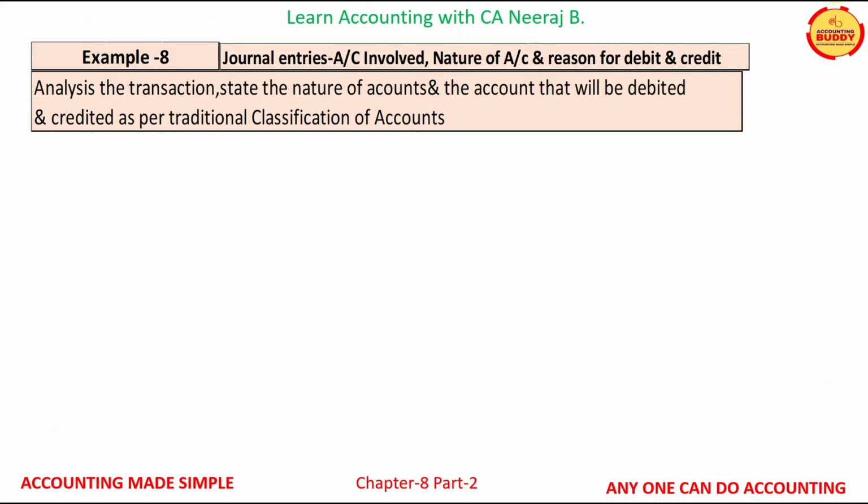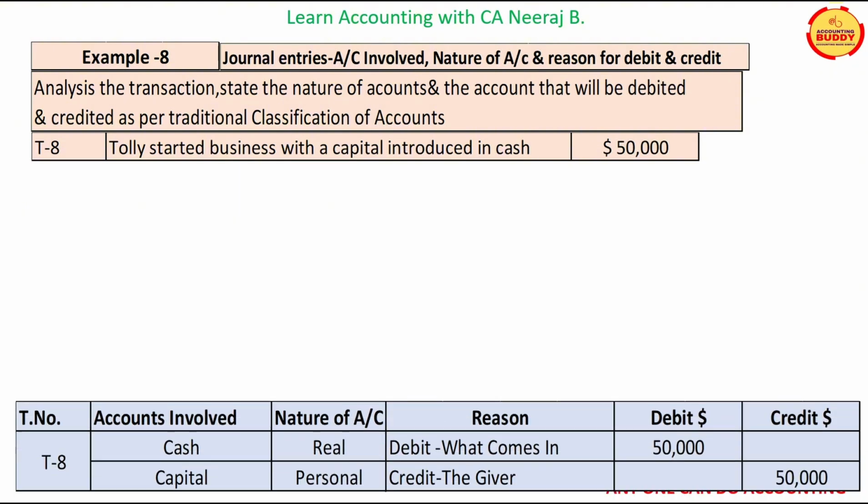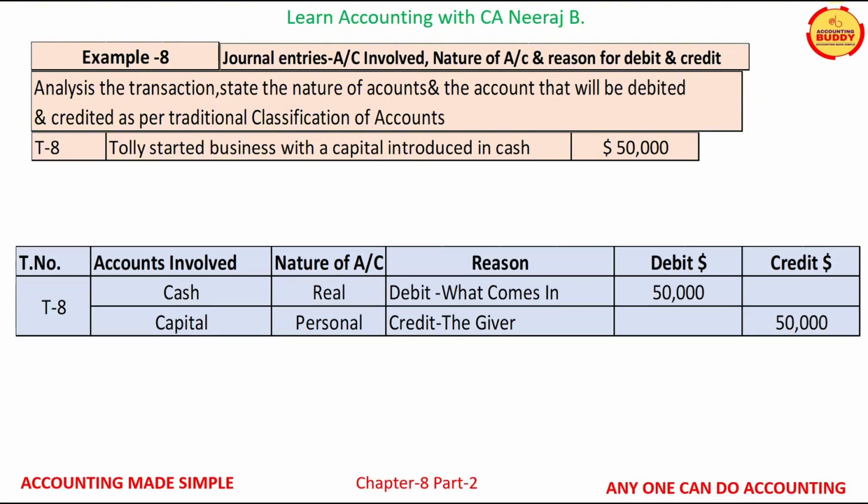Illustration on your screen is analyze the transaction, state the nature of accounts and the account that will be debited and credited as per traditional classification of accounts. Transaction T8 on your screen is Polly started business with a capital introduced in cash for $50,000. If we analyze this transaction, the two accounts which are getting affected are cash account and capital account.